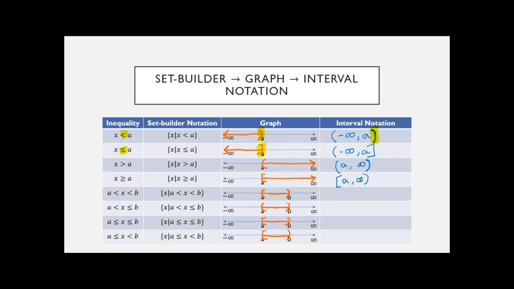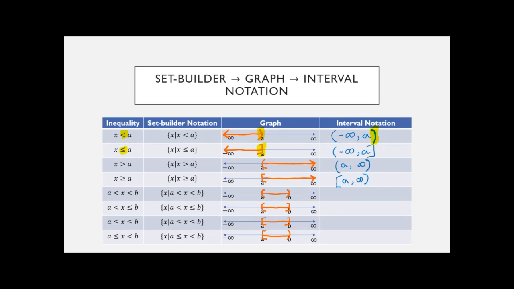Next, we've got compound inequalities. So there's basically 4 different combinations of compound inequalities where we're saying that our value is in between these two things. So the first one, we have a is less than x is less than b. This is saying that x is between a and b. And so on our graph, our solution is between a and b. So I've got a and b on the graph, and then we've shaded in between there.